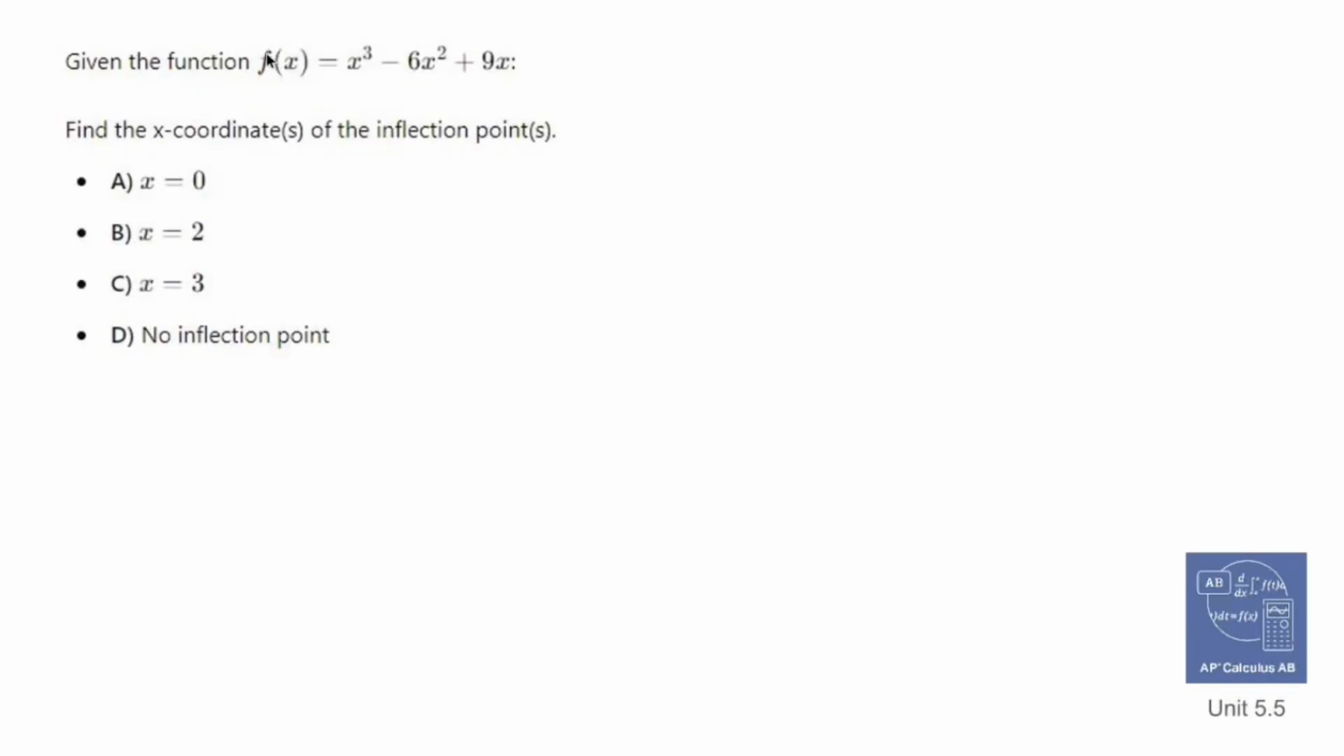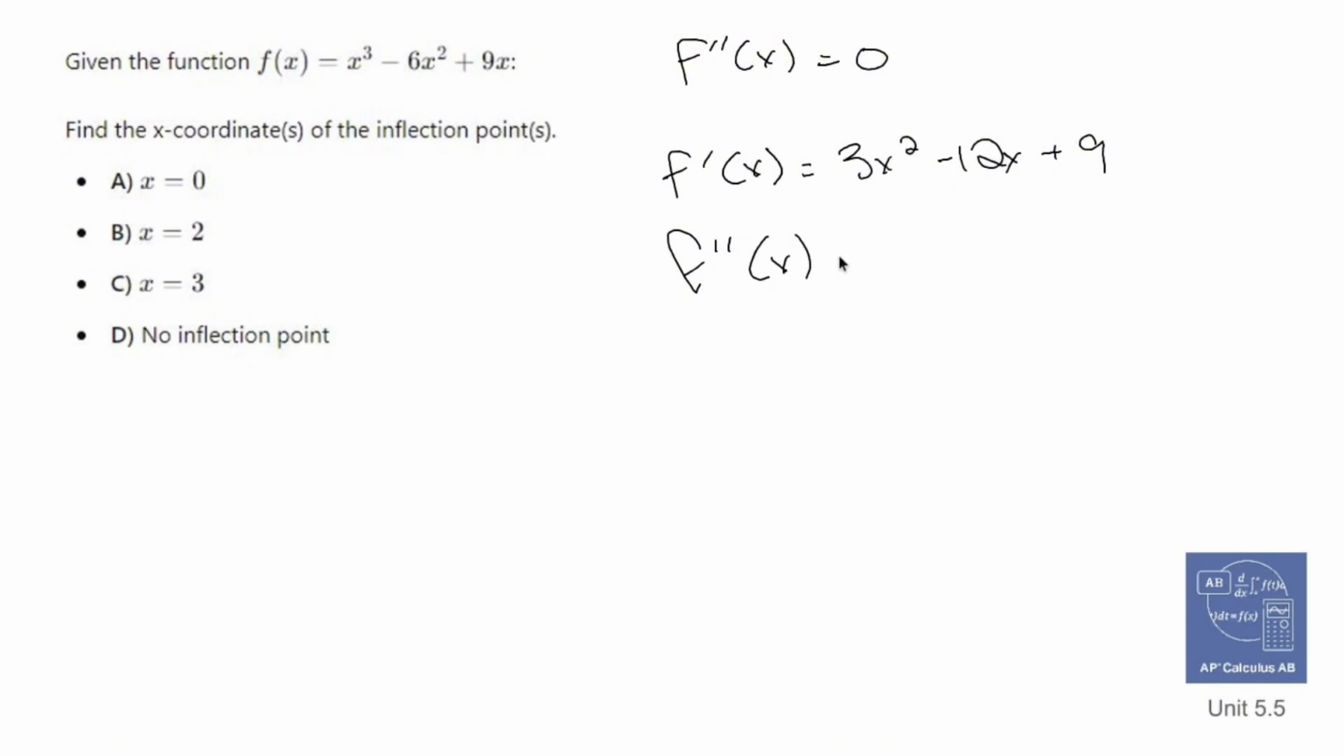Given the function f of x equals x cubed minus 6x squared plus 9x, find the x coordinates of the inflection points. Now, the inflection points exist when the second derivative is equal to 0. That's where change of concavity occurs. So let's find the first derivative. F prime of x is going to be power rule 3x squared, power rule negative 12x, power rule 9. The second derivative is going to be power rule 6x, power rule minus 12, power rule nothing.